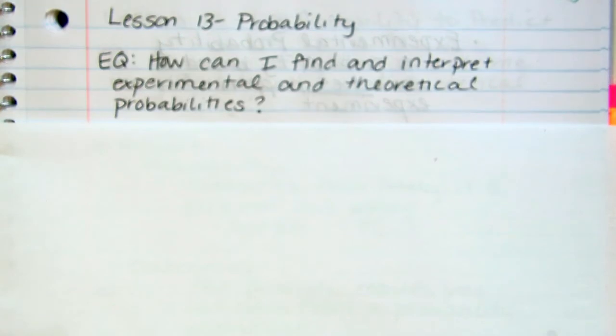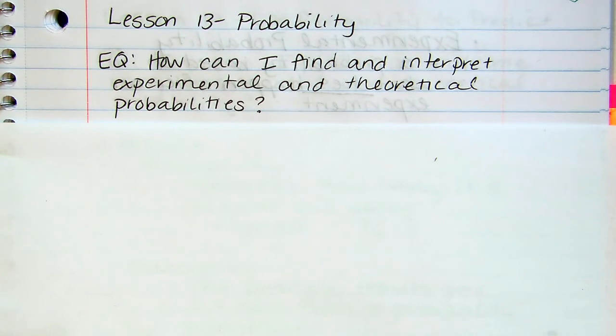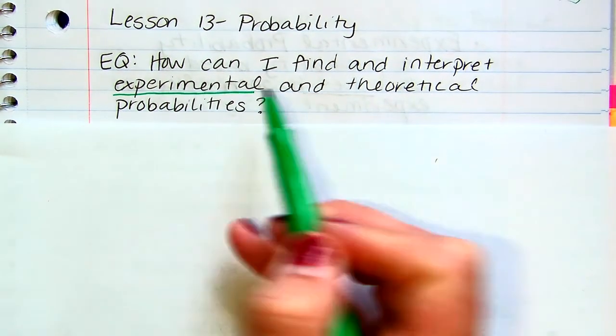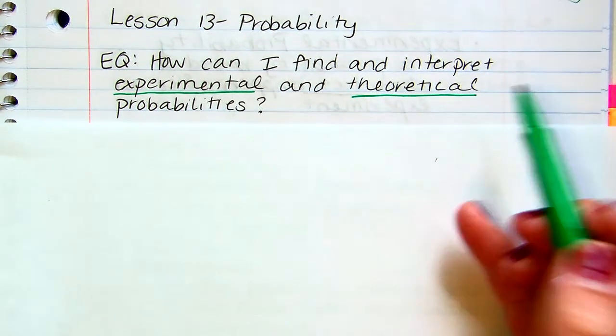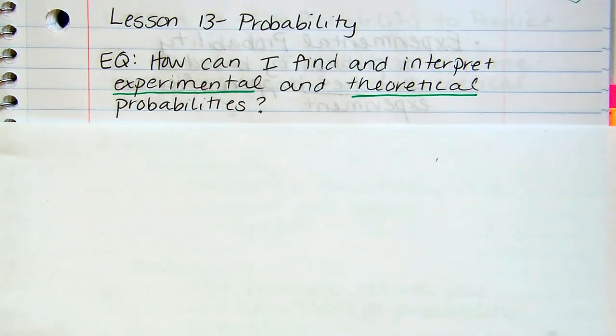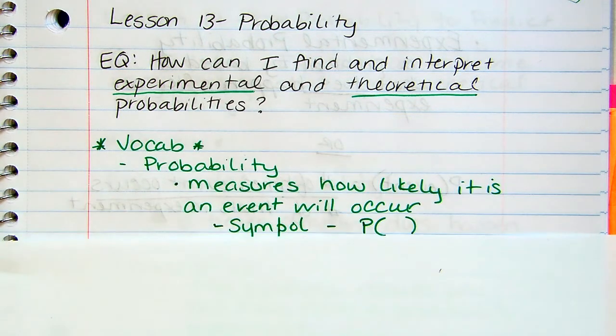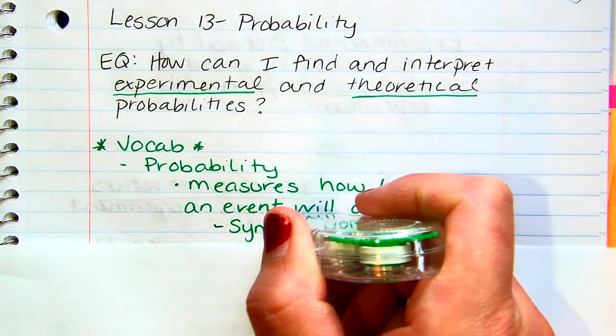The two types of probabilities we will be learning about today are experimental and theoretical. So I'm going to underline those two. And not only are we going to be finding them, but we are also going to be interpreting them. Okay? Now, first of all, I want to go over the definition of probability. Probability is the measure of how likely it is an event will occur.